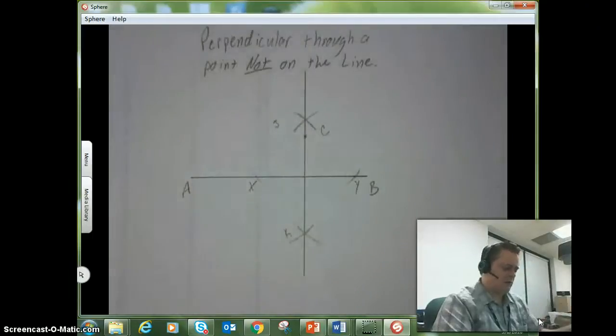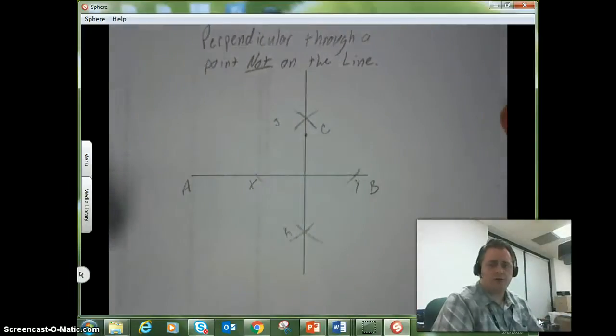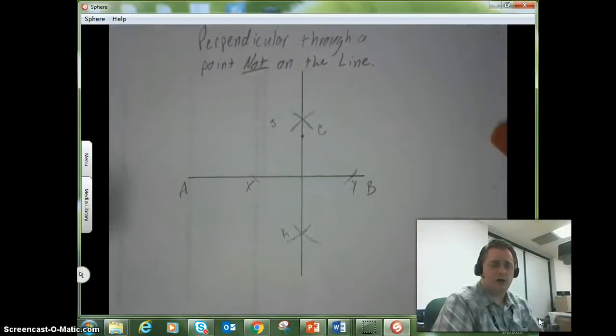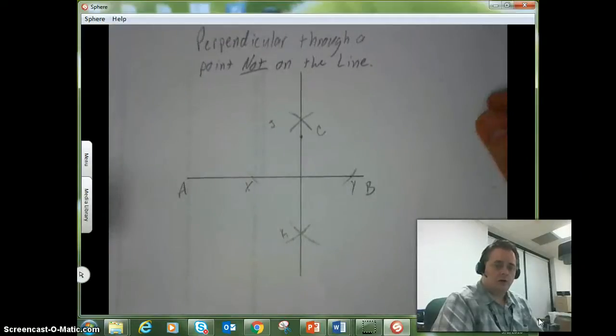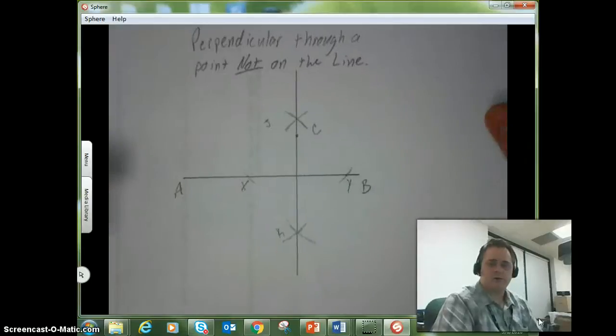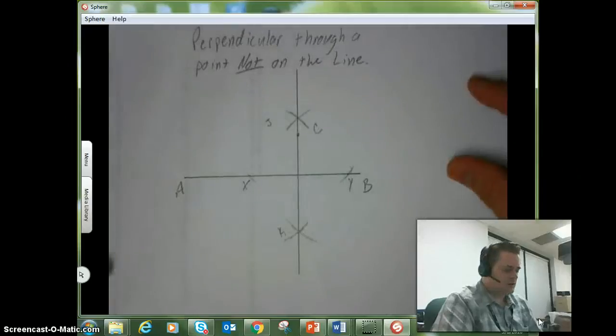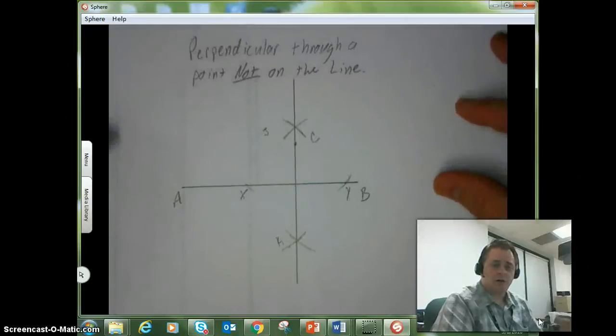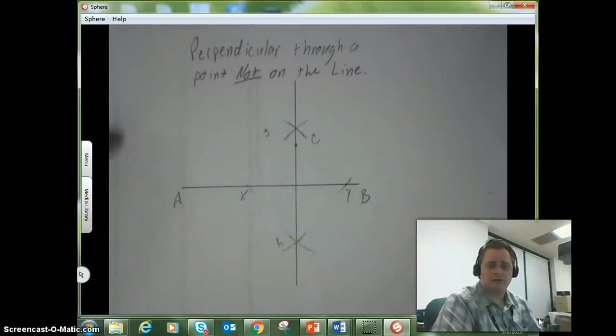Maybe try forming some shapes with them. See if you can construct some polygons this way. Construct a rectangle or a square or something like this. Something that you know is a right triangle, something that you know is going to use right angles. So that's it for this particular construction. But like I said, go ahead and practice it a few times until you feel comfortable with it.